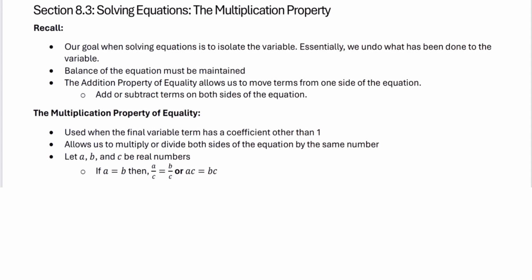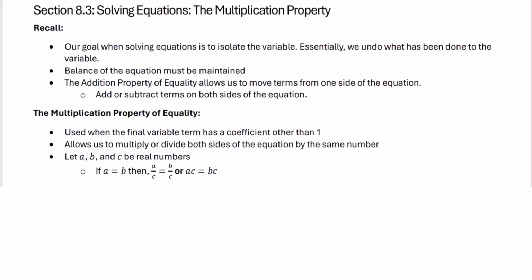Recall our goal when solving equations is to isolate the variable. Essentially, we undo what has been done to the variable to isolate it. The balance of the equation must be maintained. In the previous video, we looked at the addition property of equality. This allowed us to move terms from one side of the equation to the other using addition or subtraction.